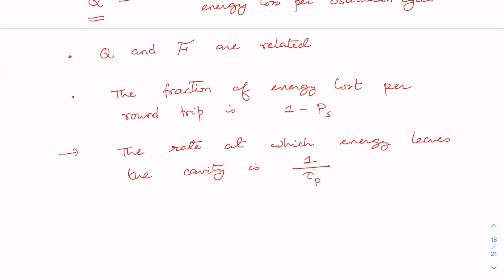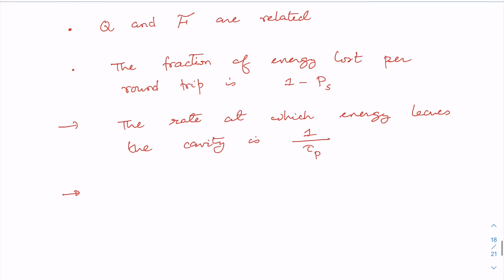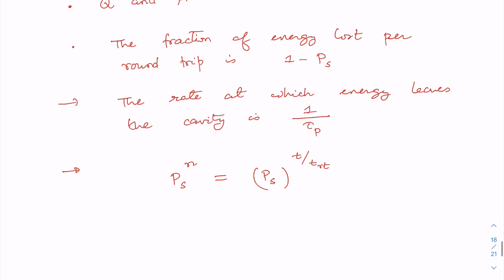We can understand it this way also. In terms of survival probability, the probability to survive n round trips in the cavity would be PS to the power n. For one round trip, the survival probability is PS. For n round trips, it is PS to the power n. This we can write as PS to the power of time divided by one round trip time. We can write this in the form e to the power t by T_RT, that is the round trip time, into the logarithm of PS with base e.